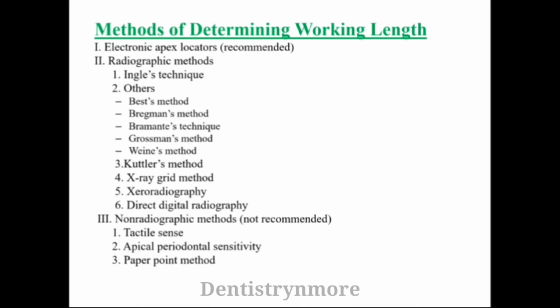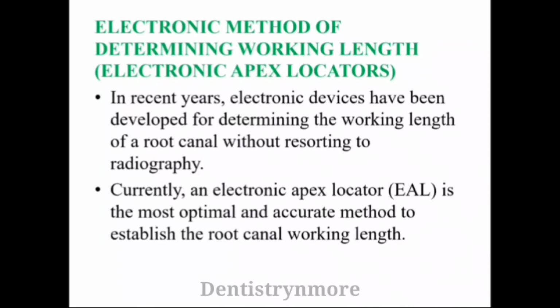Next is the methods of determining the working length, and mainly there are three methods. First one, which is important, is the electronic apex locator. Next are radiographic methods like Ingle's technique, others like Best method, Weine's method, Grossman's method, Cutler's method, X-ray grid method, xeroradiography and direct digital radiography, and non-radiographic methods like tactile sense, apical periodontal sensitivity, and also the paper point method. Okay, so first we are moving to the electronic apex locator.